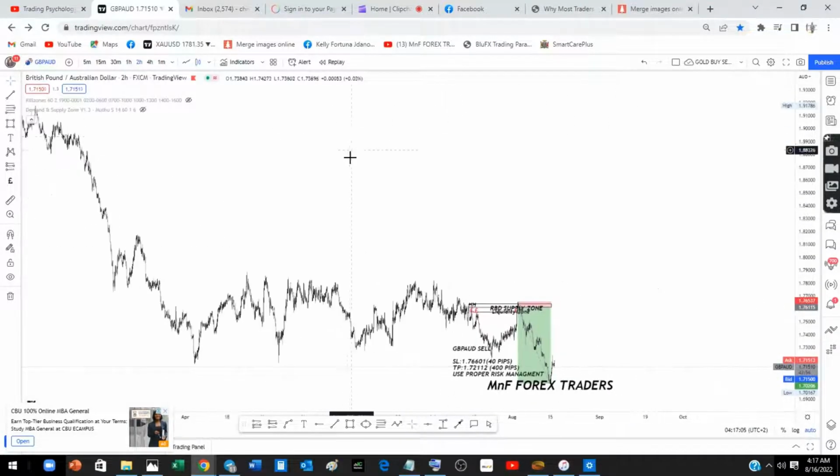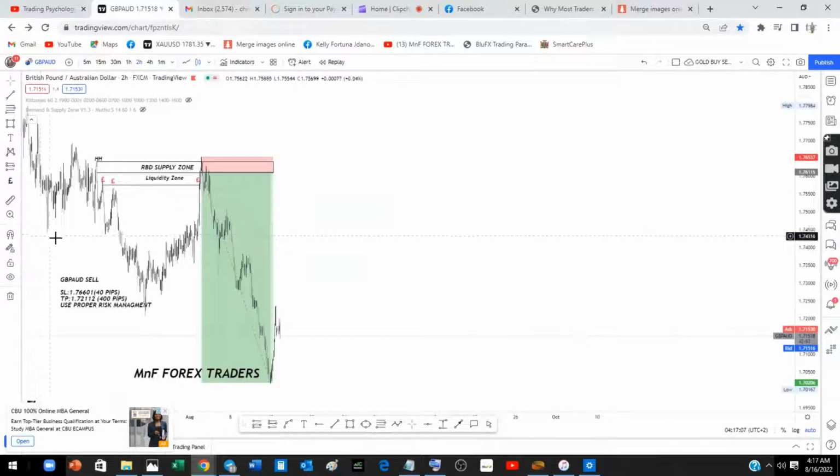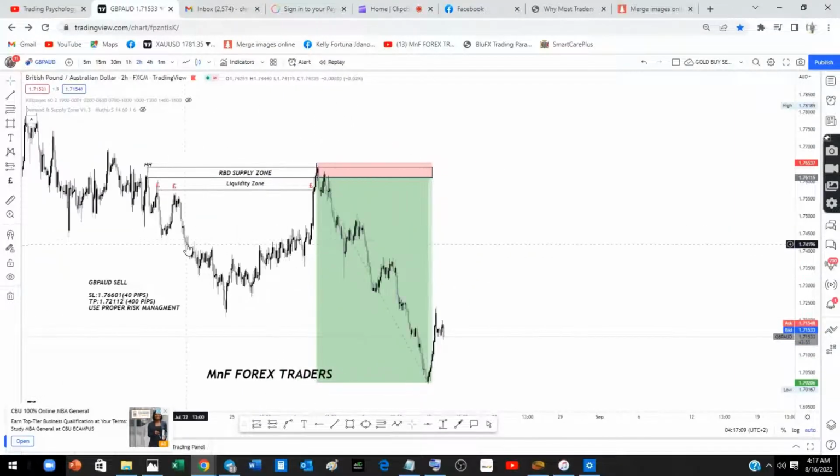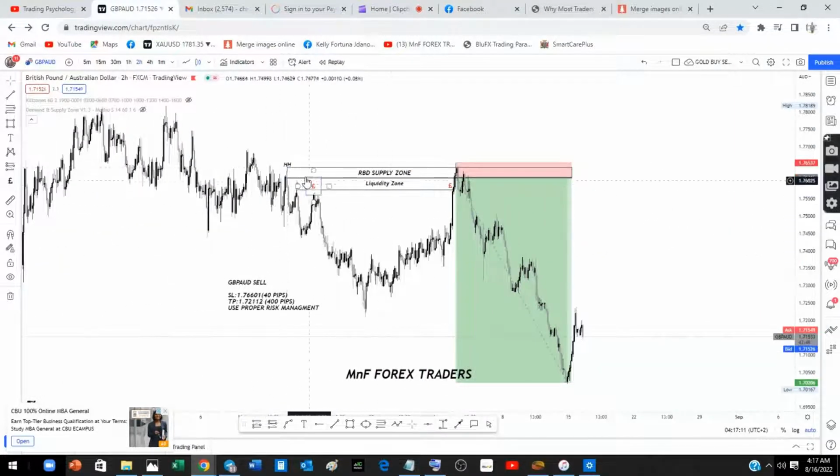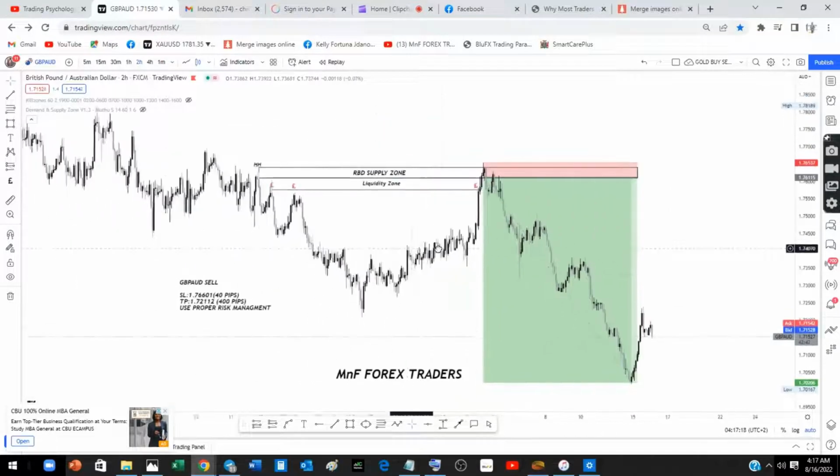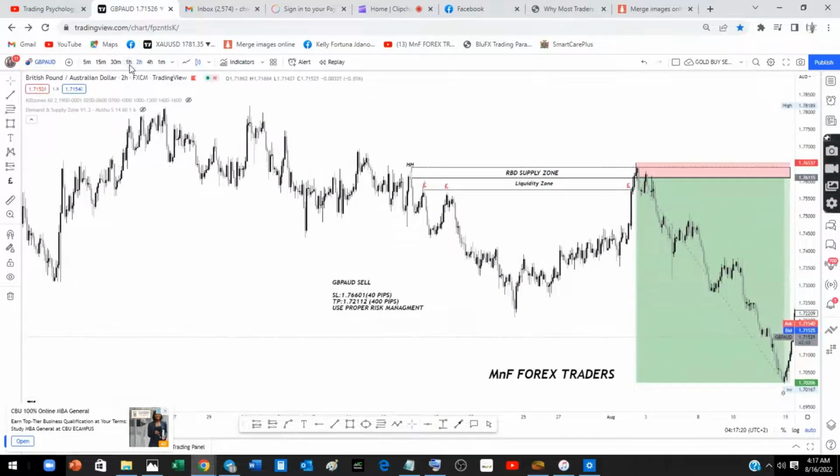We identified structure. We saw that the market was in a downtrend, which is very important. And then the market gave us a nice rally based drop. Then we had liquidity, which was taken out. Then the market dropped to the downside. So this is a repeatable process. This is what we do on a regular basis.